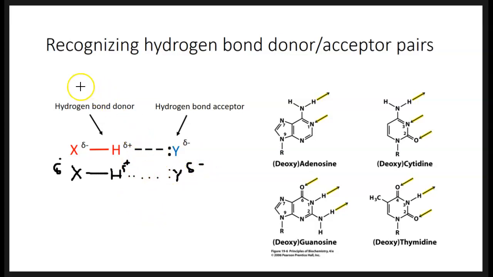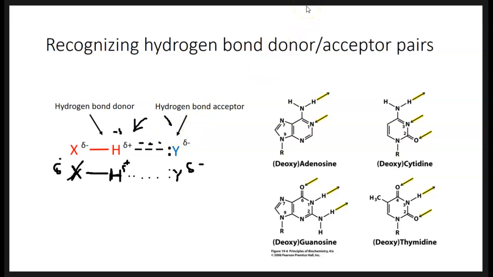So the hydrogen bond donor here is the part of the molecule where we have a covalent bond between the electronegative atom and the hydrogen, and that is going to, I guess what you can think of as, donate the hydrogen to the hydrogen bond. And then we have the hydrogen bond acceptor. That's an electronegative atom that doesn't have hydrogen bonded to it, and it can form the hydrogen bond with that hydrogen bond donor.